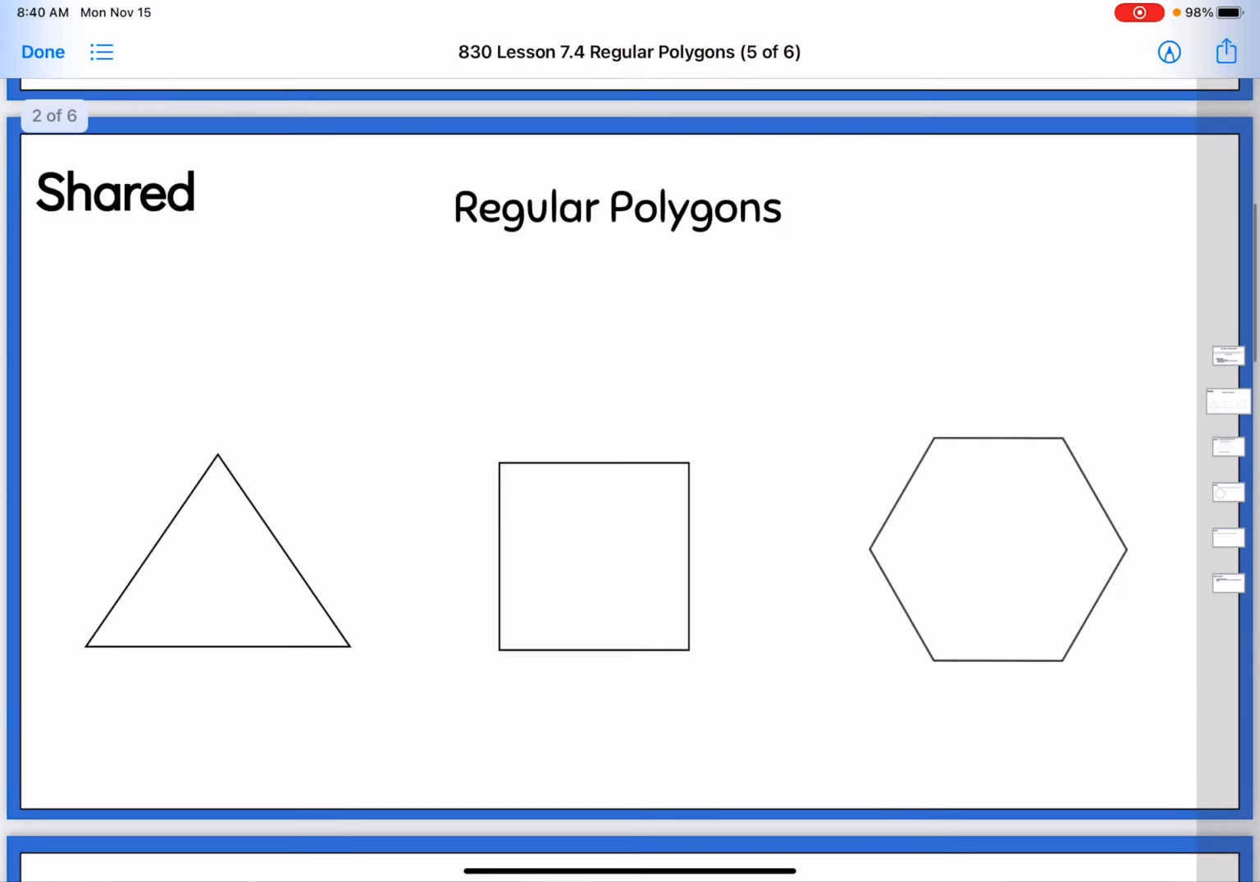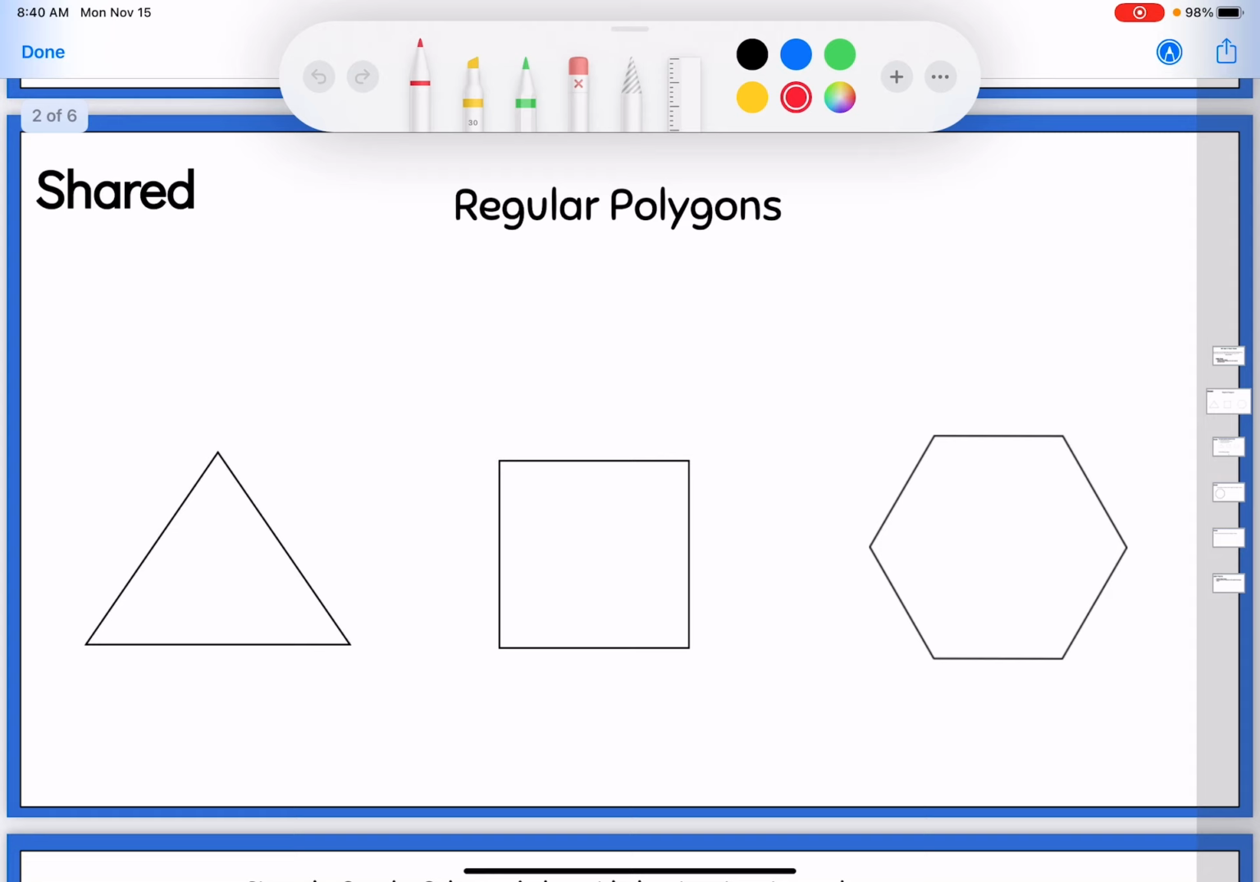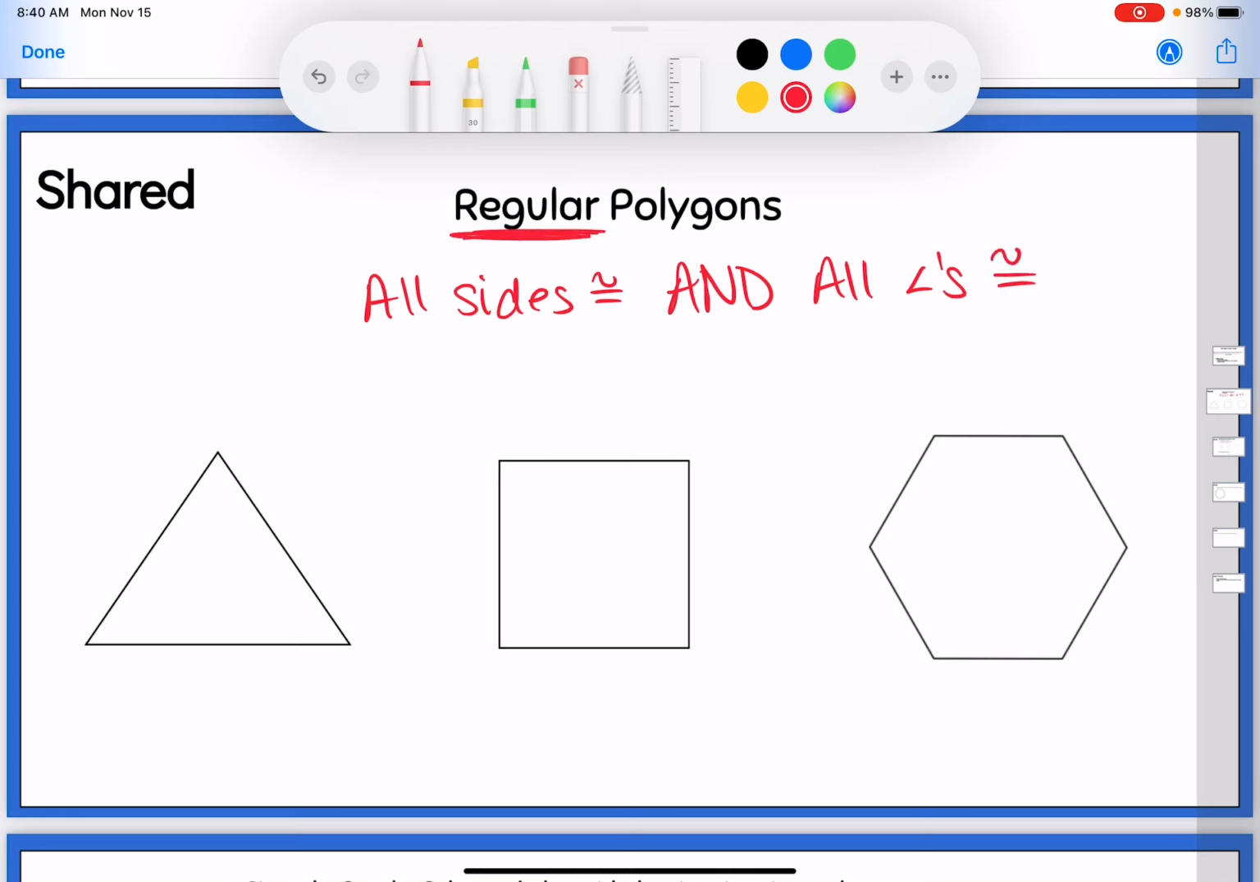So you're probably asking, what the heck is a regular polygon, right? Well, regular in mathematics means all sides are congruent and all angles are congruent. That's what the word regular means. All sides congruent and all angles congruent.